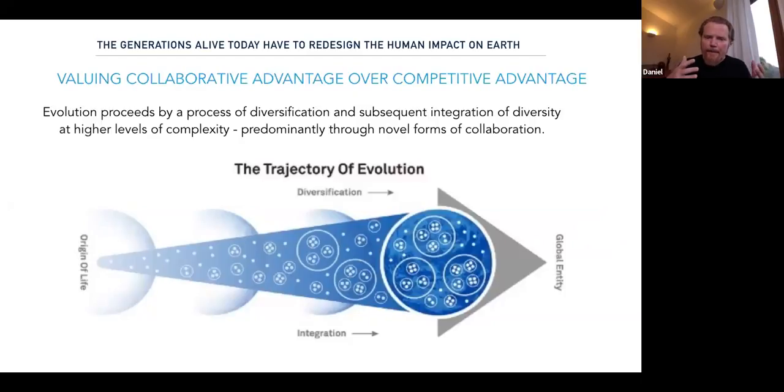So if we shift our understanding that life is not about competitive advantage, but about collaborative advantage, then a lot changes, and we can, with that understanding, redesign the human presence on Earth in such a way that we share abundance rather than compete over scarcity.